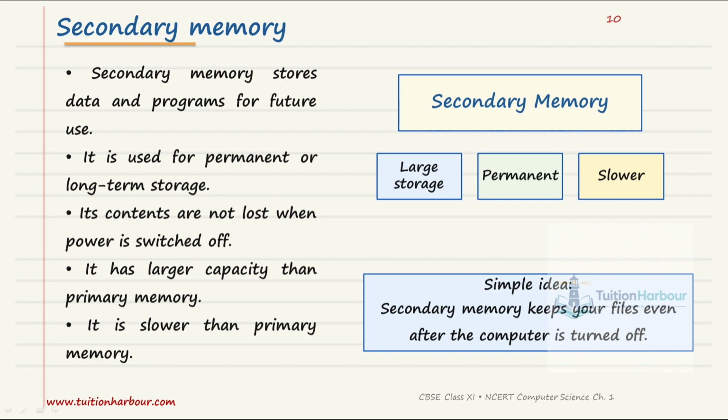Secondary memory is used for permanent or long-term storage. It keeps data when the power is off. It usually has a larger capacity than primary memory, but it is slower. It stores programs, documents, pictures, and other files.